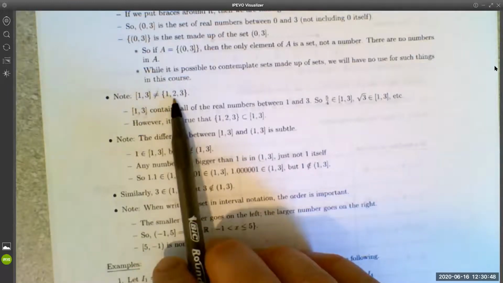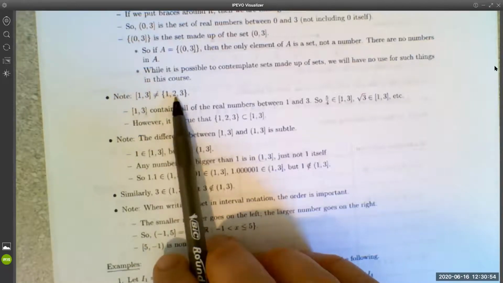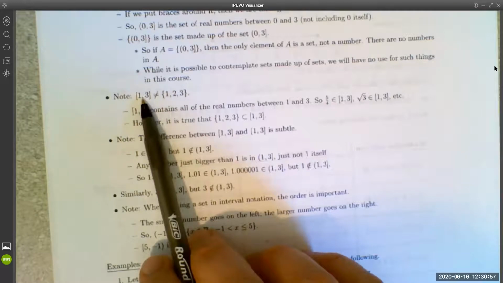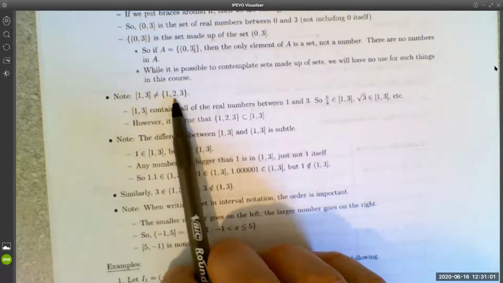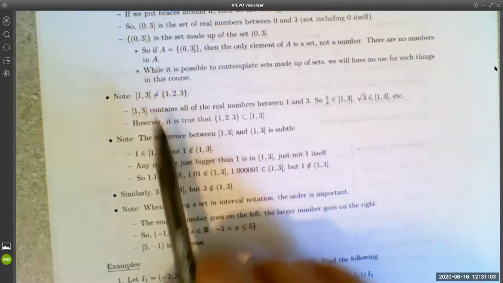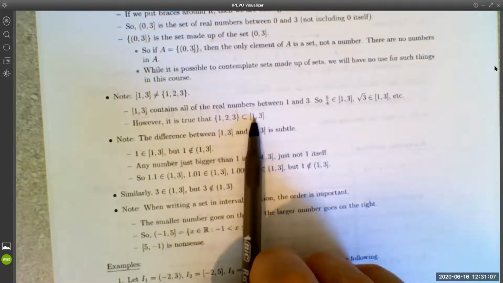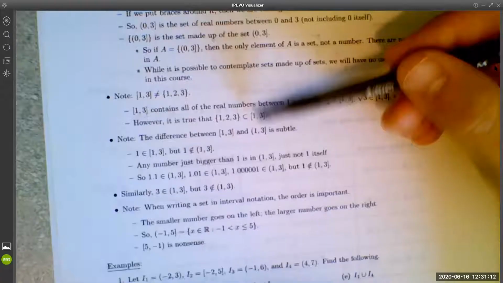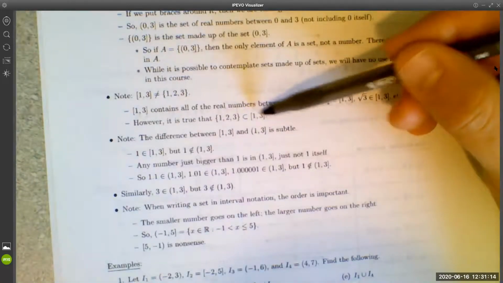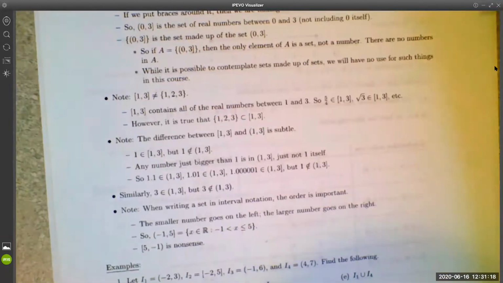Another thing that I'll point out, this messes students up a lot: the interval from 1 to 3 is not the same thing as the set {1, 2, 3}. There are lots of numbers in this interval that are not in this set. For example, 1.5 is in this interval, but it's not in this set. The set {1, 2, 3} is a subset of the interval from 1 to 3, but they're not the same set, not by a long shot. There are infinitely many numbers in this interval. In this set, there are only 3 numbers.